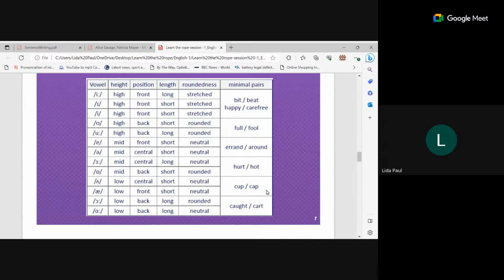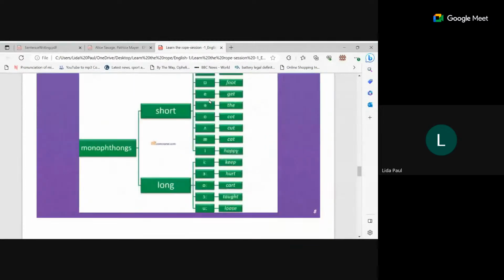So look at it for that. You can ignore all these mid ones, this height, position, length, roundedness. That classification for the time being you can avoid. You don't need it. Just focus more on the sounds. Okay, all right. So this is what I was telling you.